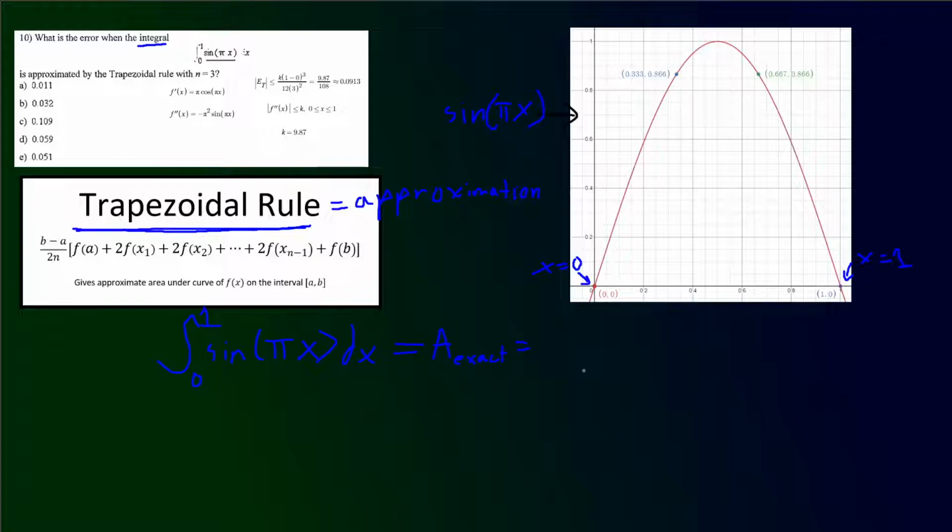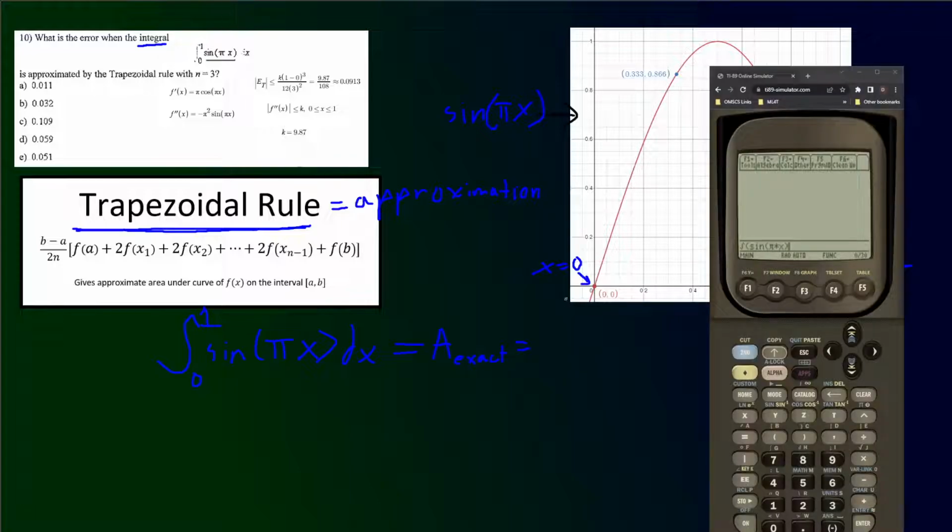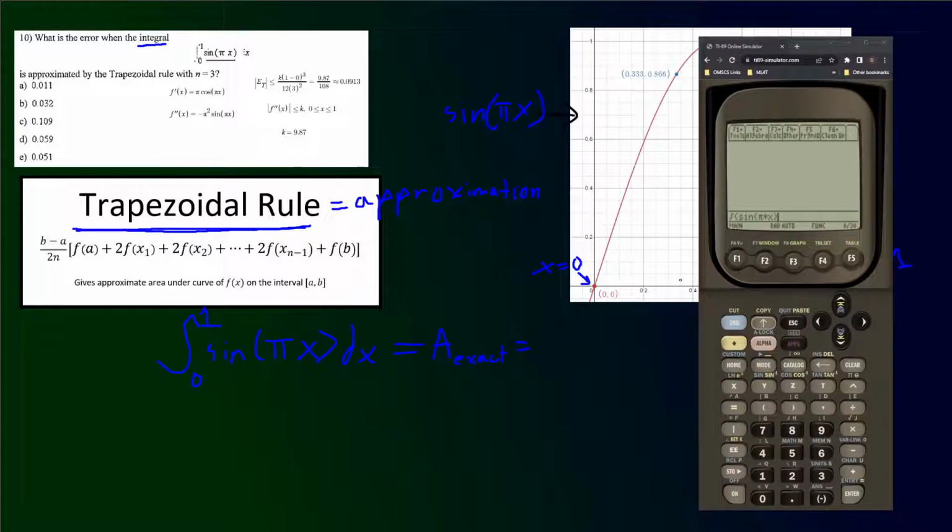But in my calculator, I'm going to make sure I'm in radians because our angle is going to be in radians. And we're going to do the integral of sine of pi times x. Sorry, you can't see this. Here's the calculator. We're doing the integral of sine of pi x. We're integrating with respect to x, so we are going to put comma x in my calculator. That's how this calculator does it. And then we're going to put in our bounds. So we're going from 0 to 1. So this will tell us what the exact area is. We get 2 divided by pi. So the exact area is 2 divided by pi.